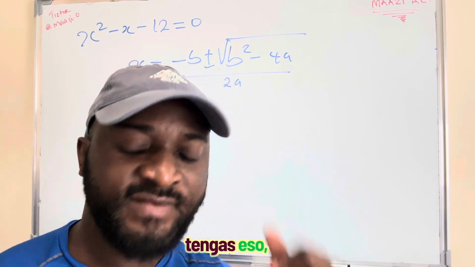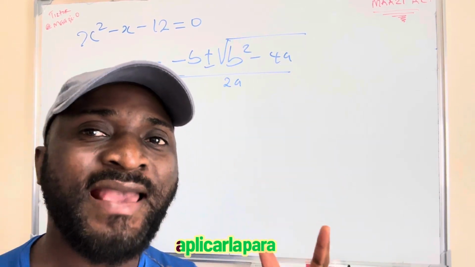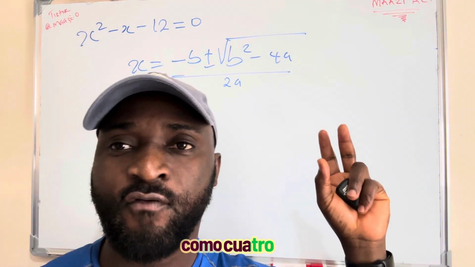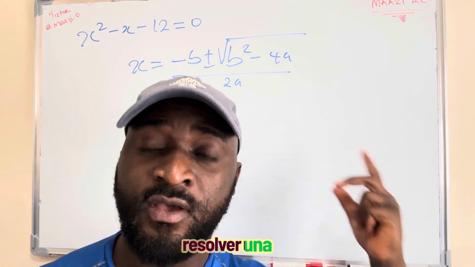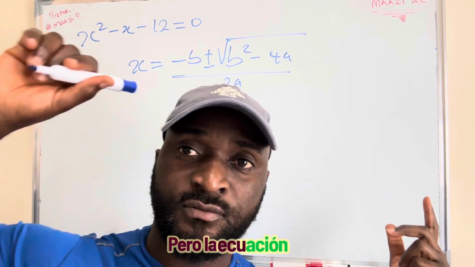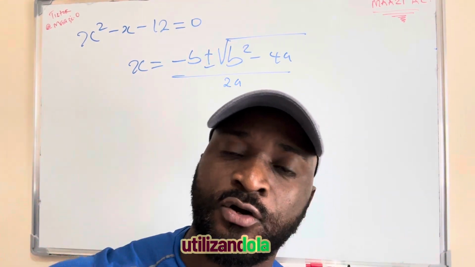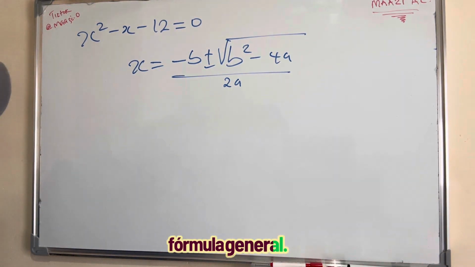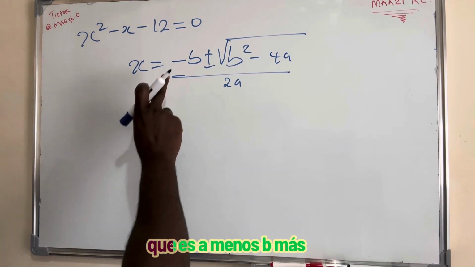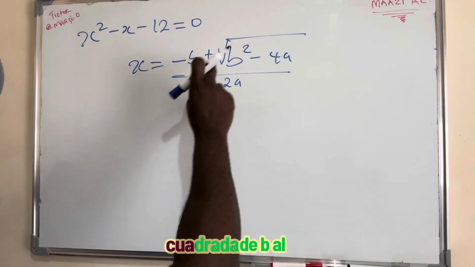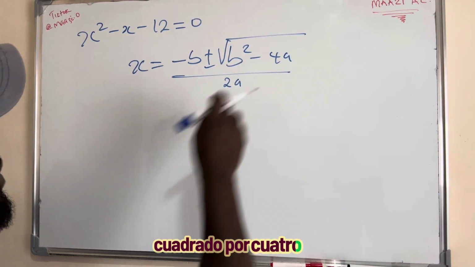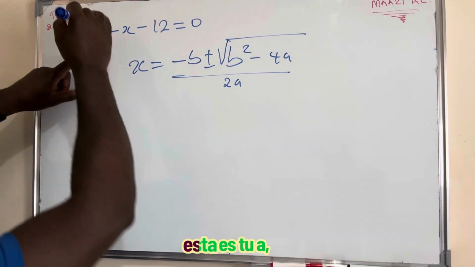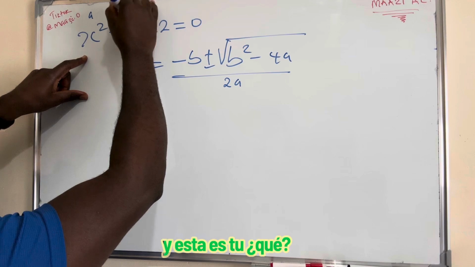So when you have that, I want to show you how to apply it to solve this. Remember, there are four different ways you can solve a quadratic equation, but this question says we should solve it using the general formula, which is x equals minus b plus or minus the square root of b squared minus 4ac, all over 2a.